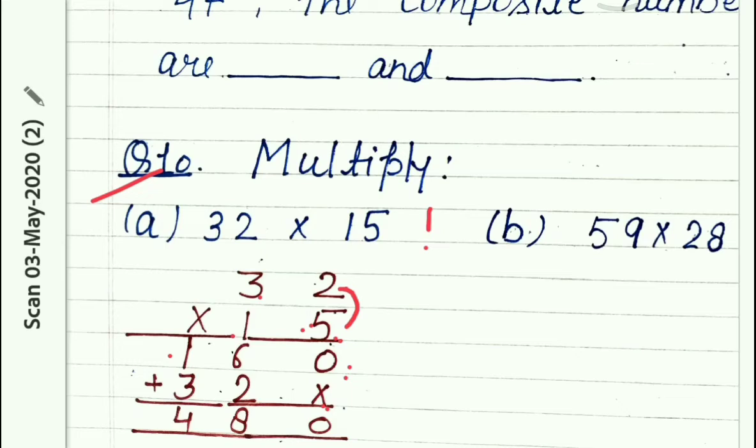Then multiply the next number from right to left. 1 two is 2, 1 three is 3, and now add. Here is a 0 and the cross, 0 only, then 6 and 2 makes 8, 3 plus 1 makes 4. So what answer is coming? 480. This is your required answer.